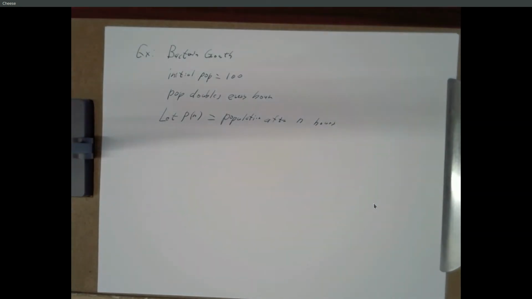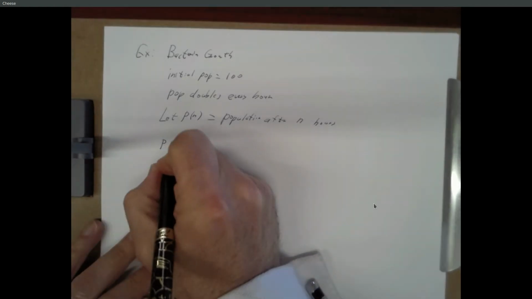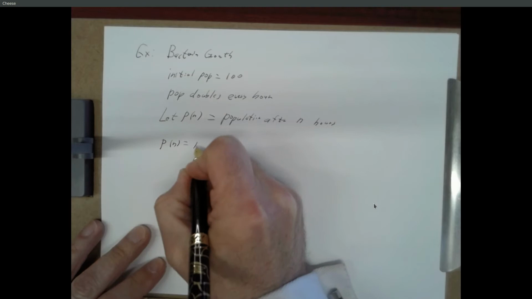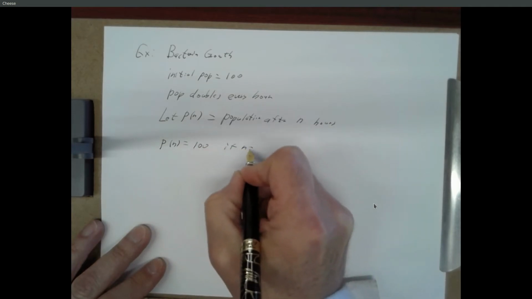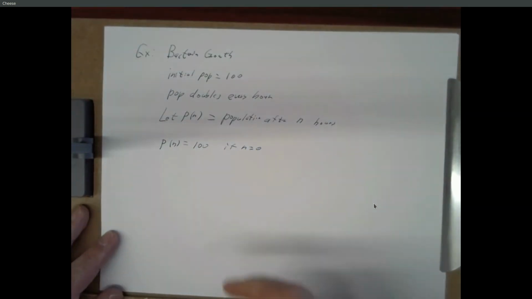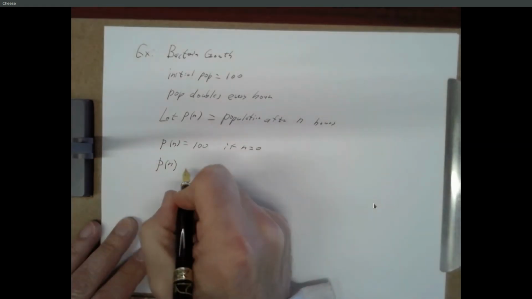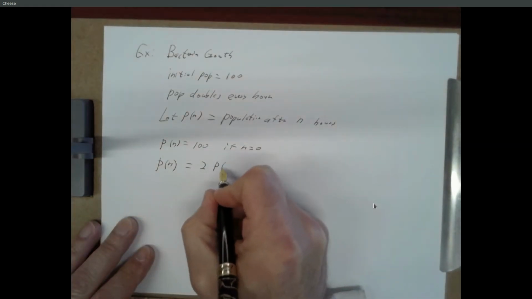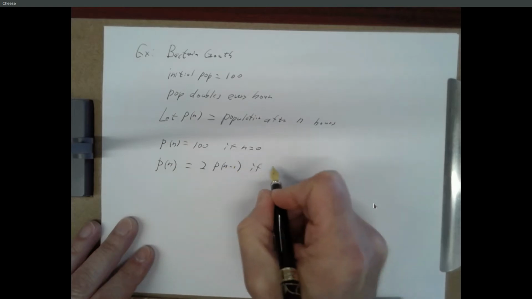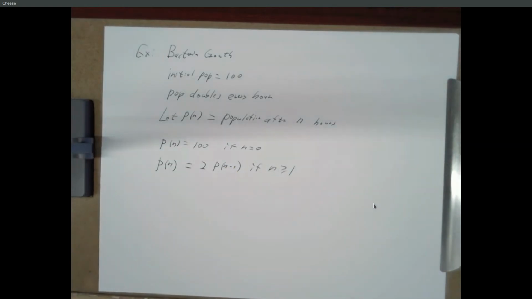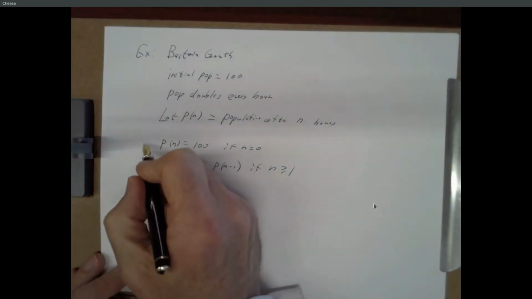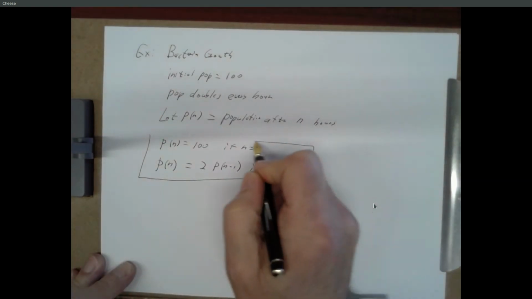And without being terribly clever, we can write an equation for what P of n looks like, which is simply P of n equals 100 if n equals 0, because that's the initial population. But we also know P of n is twice P of n minus 1 if n is bigger than or equal to 1, because we're told every hour the population doubles. And this is a complete description of P of n.